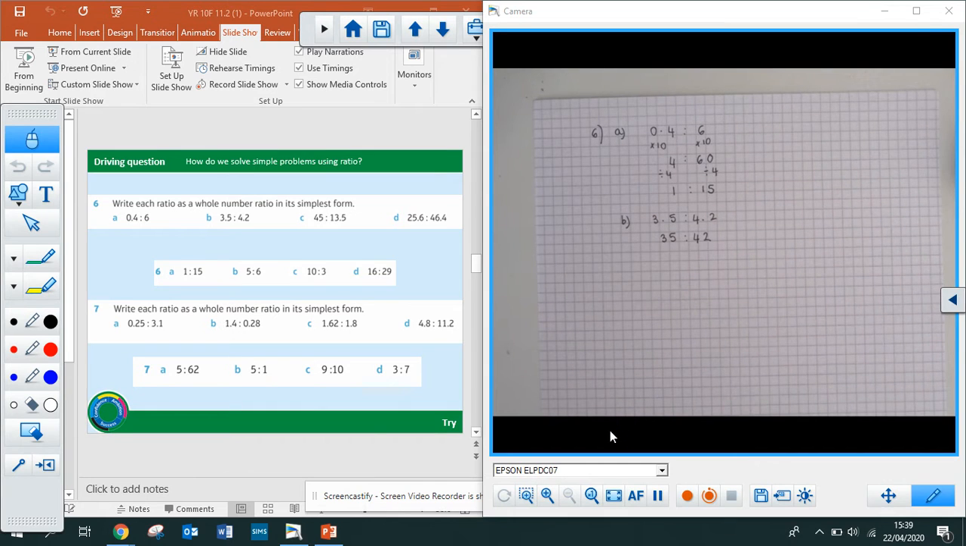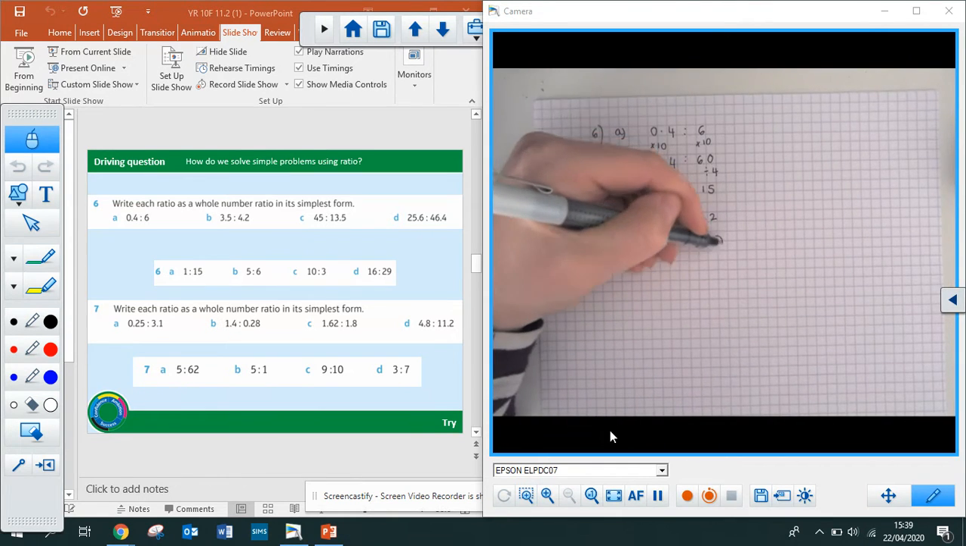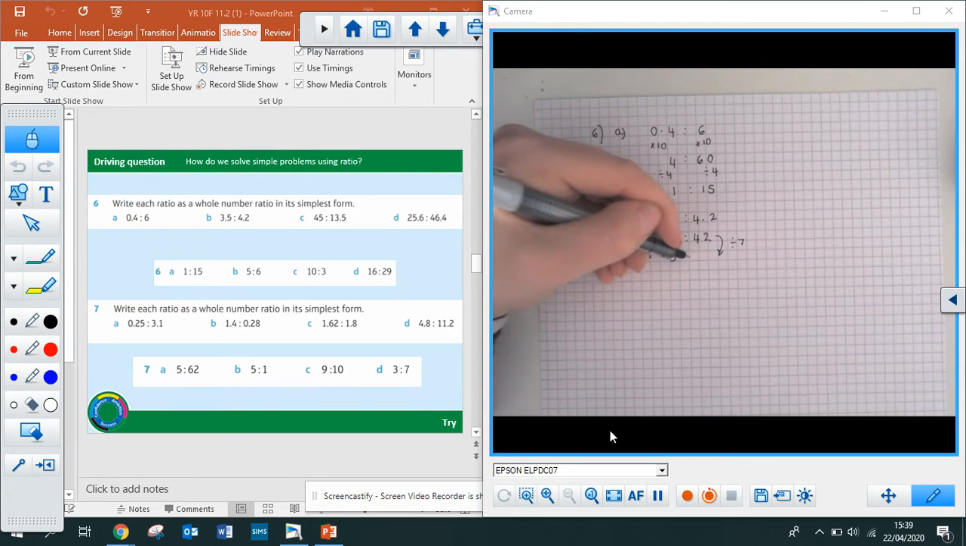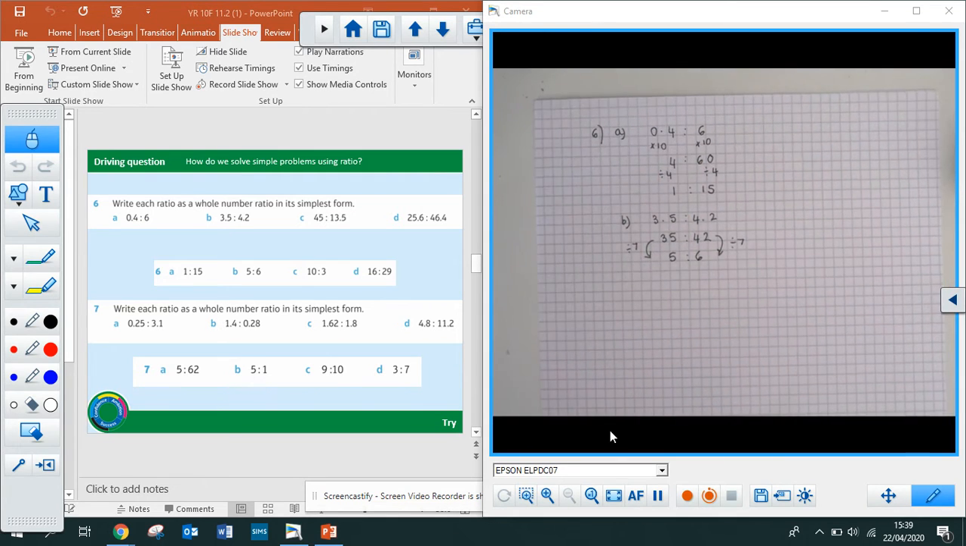You now need to look for your highest common factor. I know that both of those numbers are in the 7 times tables. So I'm going to divide both sides by 7 in order to simplify, and that will get me 5 to 6. And that's in its simplest form because 7 was its highest common factor.